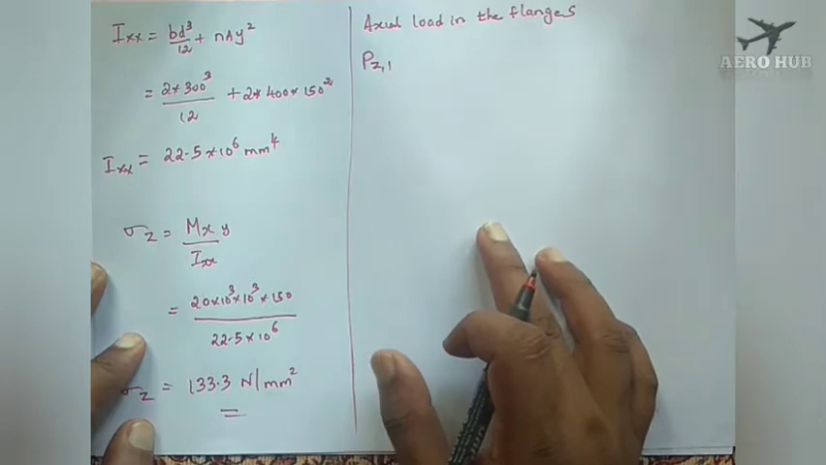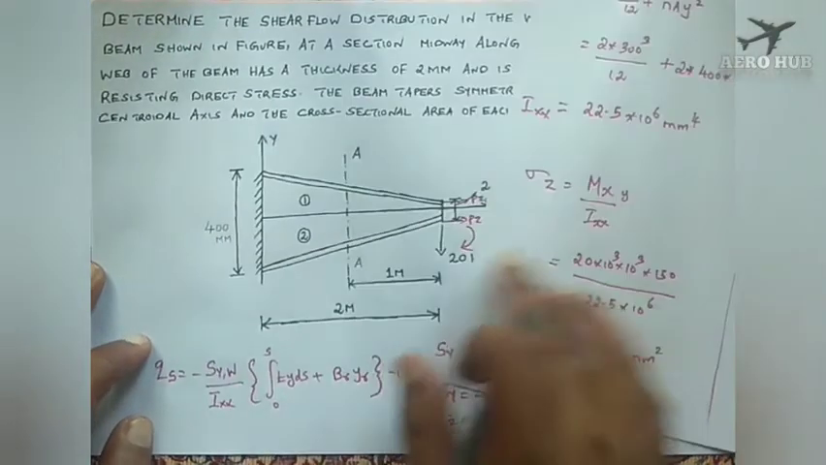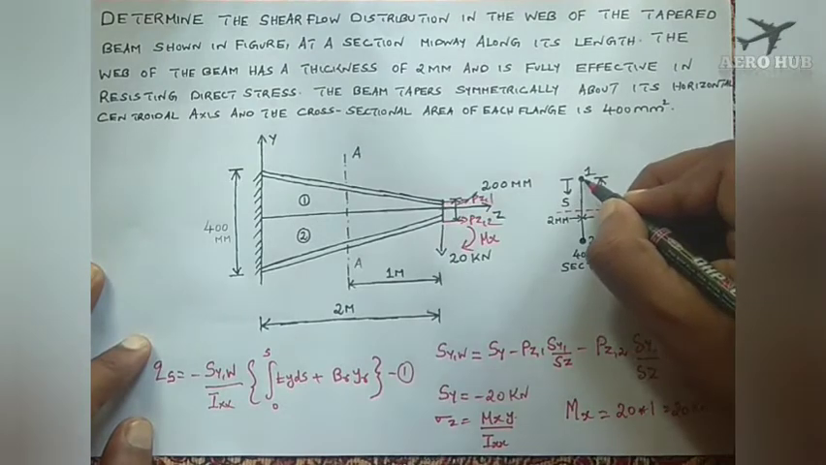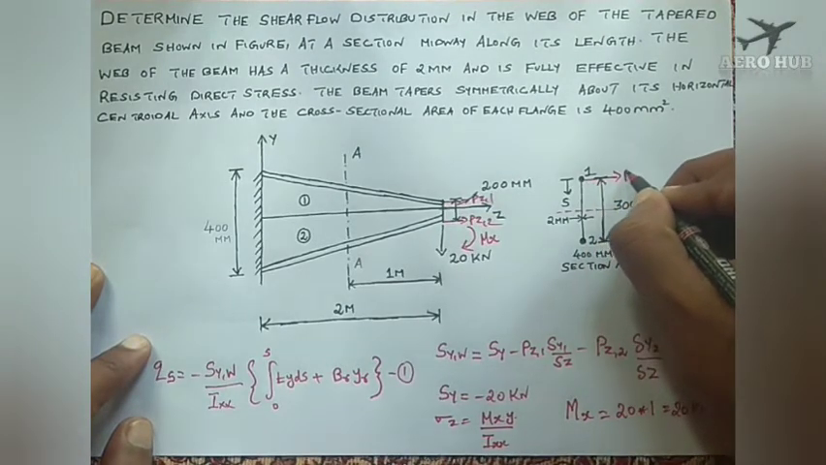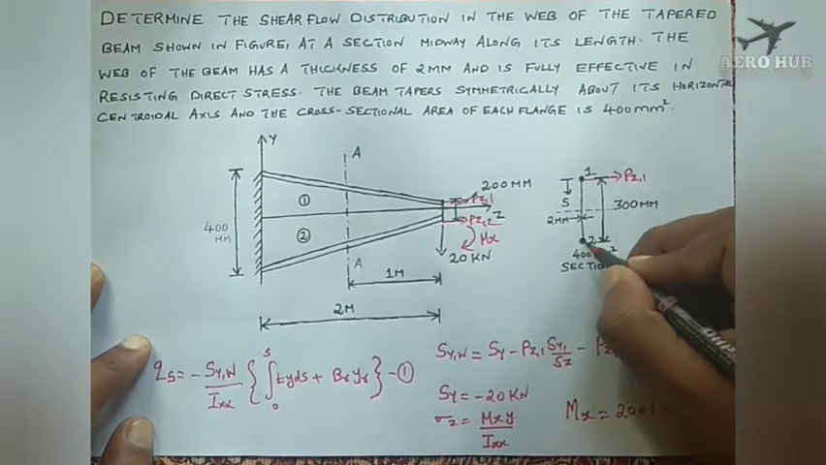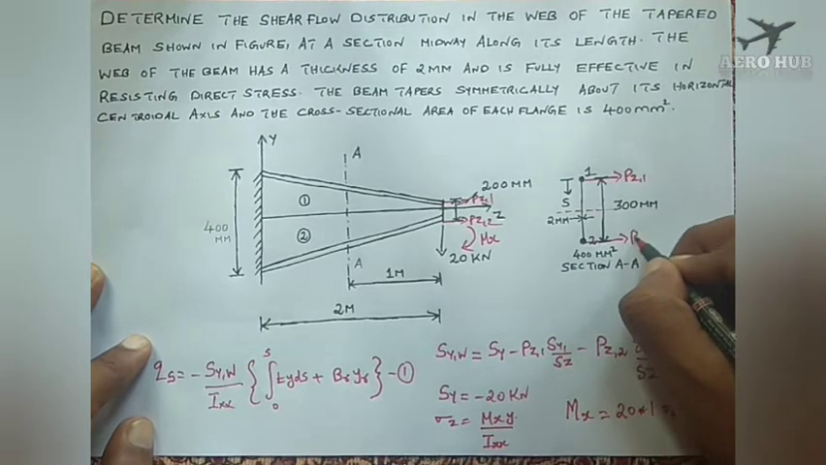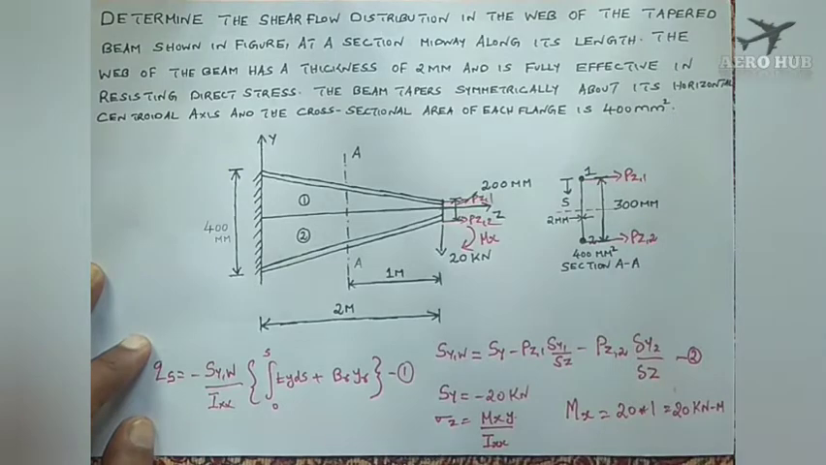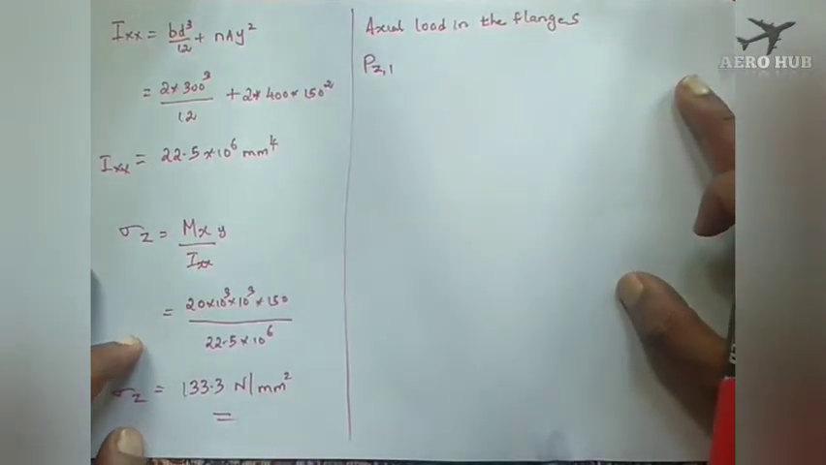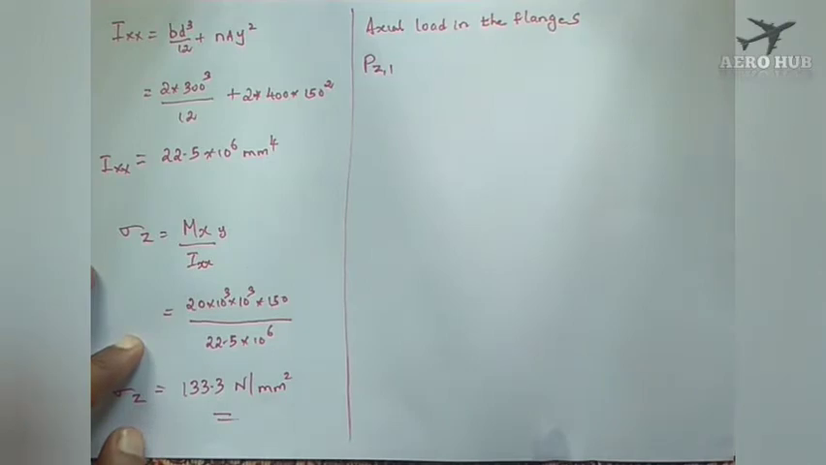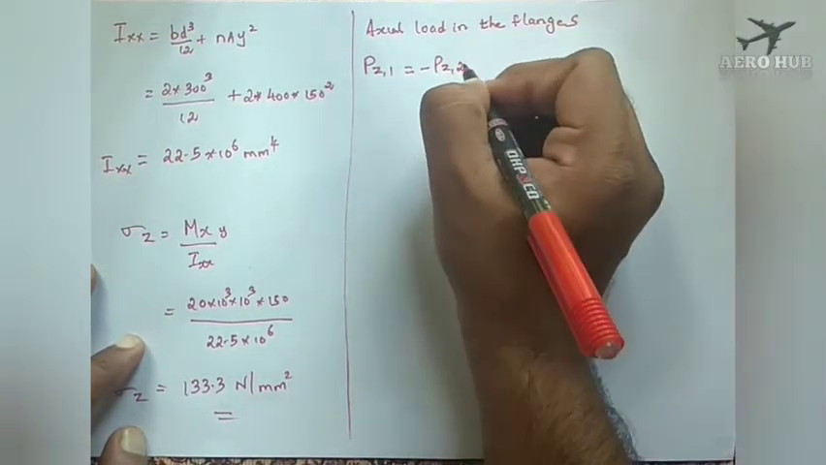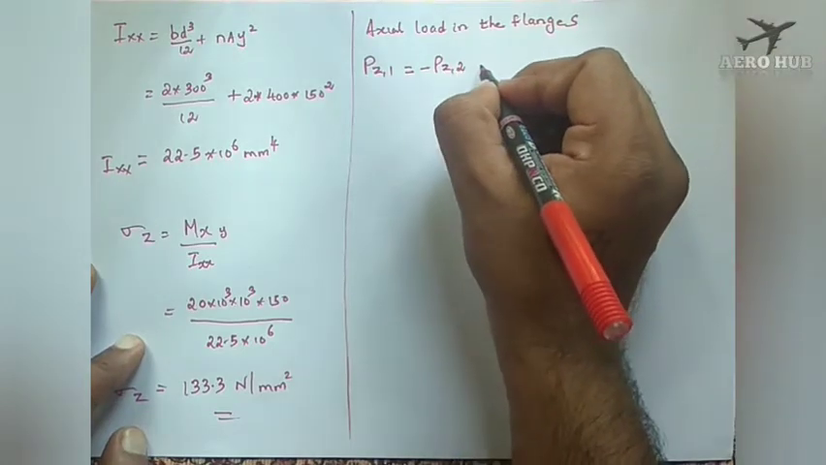PZ1, this is not for this section, it will be for this section. This is PZ1 and this is PZ2. Not on this section, it will be in the mid section, PZ2. Okay, PZ1 and PZ2. And you have to understand PZ1 is equal to negative of PZ2. We have derived this in the previous lectures.